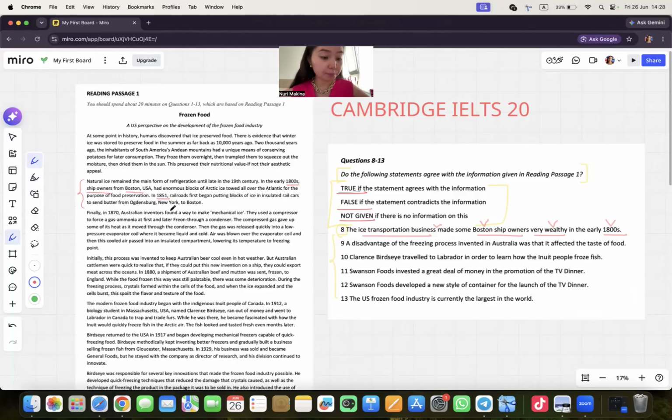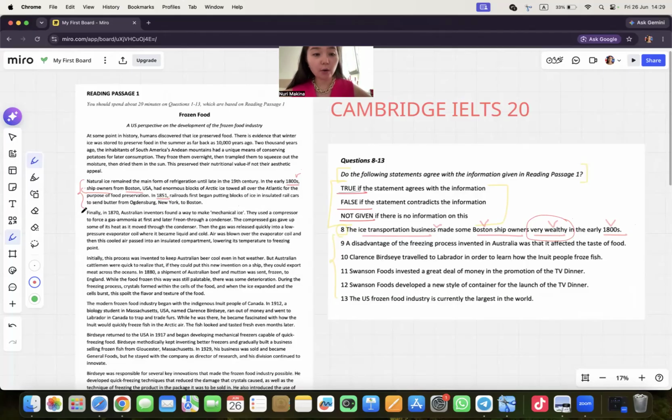Okay. So our keywords are this ice transportation business made a lot of people very wealthy. Do we have it? I see ship owners. I do see them. I see Boston. I see 1800s. But do we have anything about money here? I don't think so. So we don't have it, which means the answer is going to be not given, because we can't find the words very wealthy. Here we have nothing.